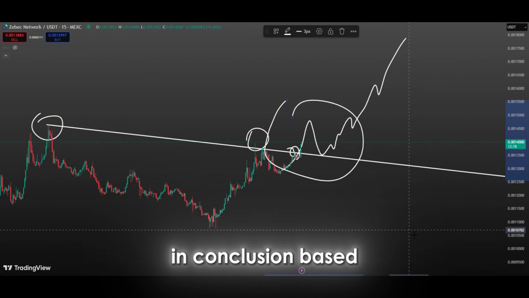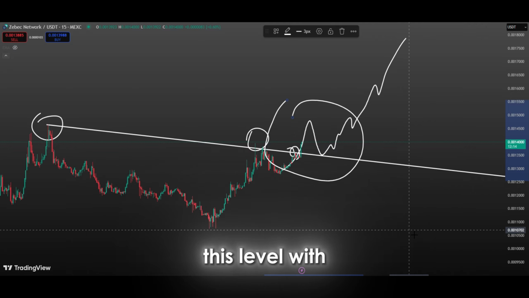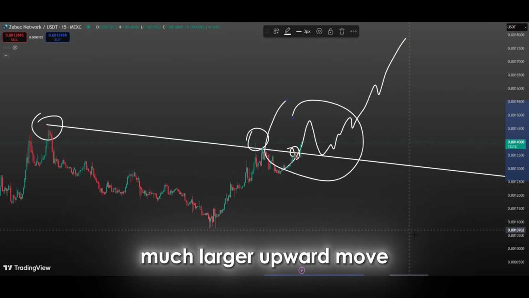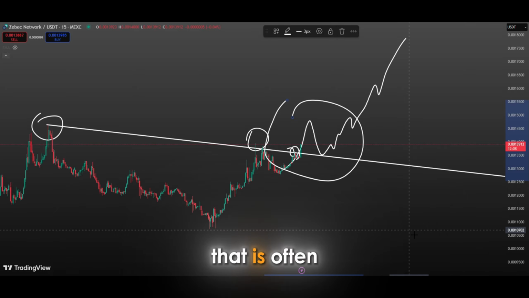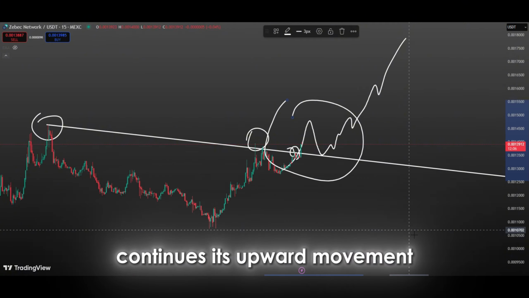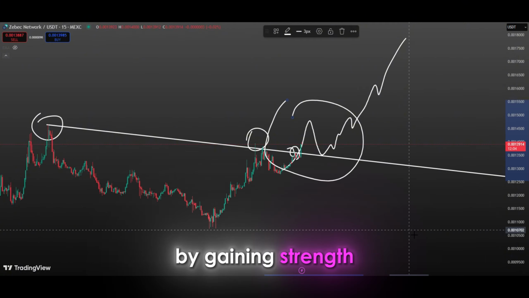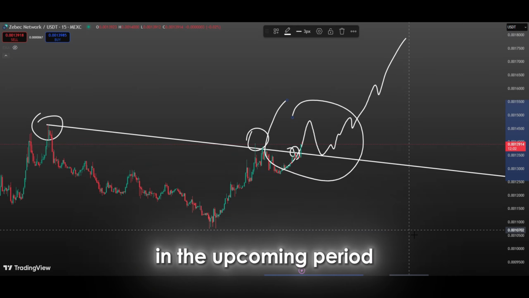In conclusion, based on the technical structure at hand, the price breaking above this descending trend line and then holding this level with a successful retest could be the beginning of a much larger upward move. This structure is part of the classic breakout plus retest plus momentum formation chain that is often seen in trend reversals. In this context, if the price continues its upward movement by gaining strength from this level, it is possible that we will see much stronger price action in the upcoming period.